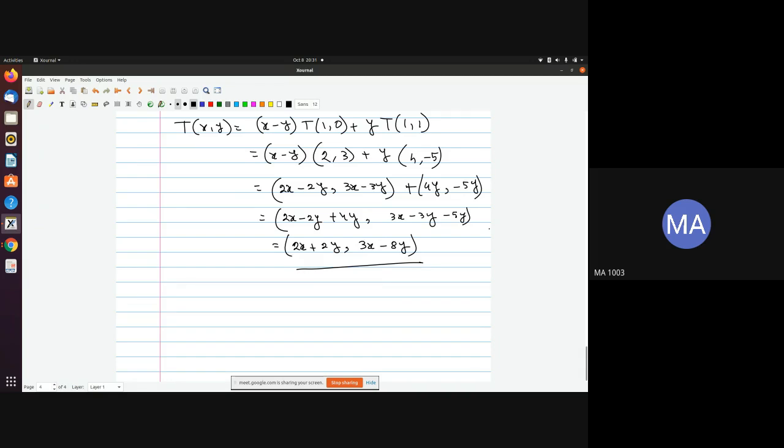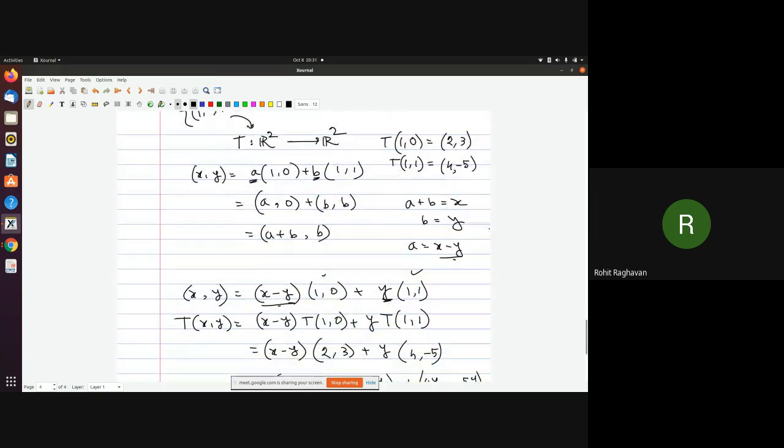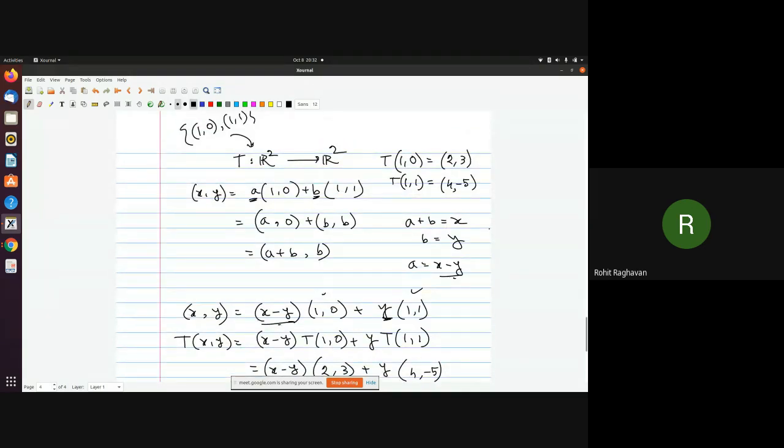Just one query, sir. Whatever vector you have written in front of T, means T of xy. So this xy should be treated as domain, and whatever is the right hand side should be treated as codomain, right? I mean, xy is not the domain. The domain is the whole thing, the whole vector space.